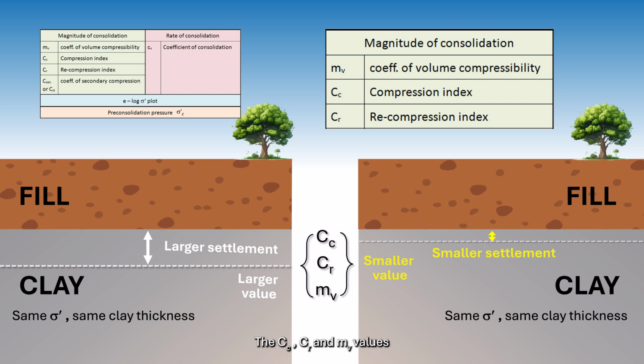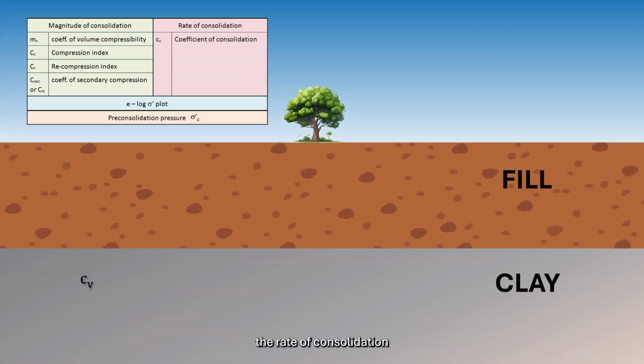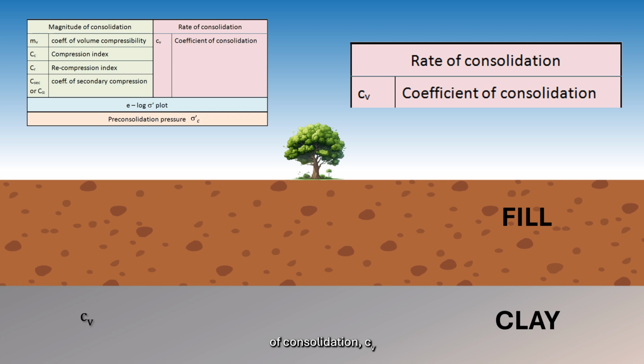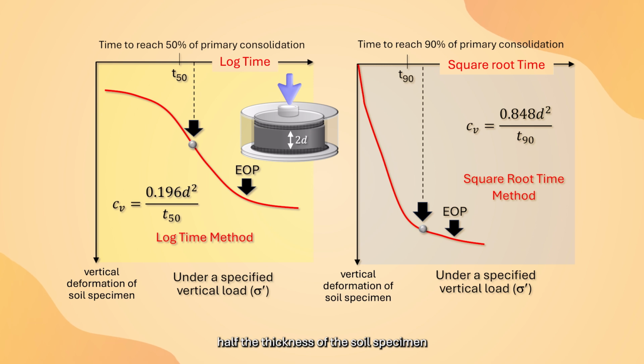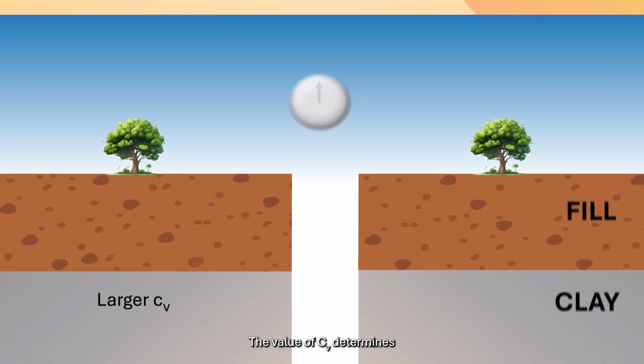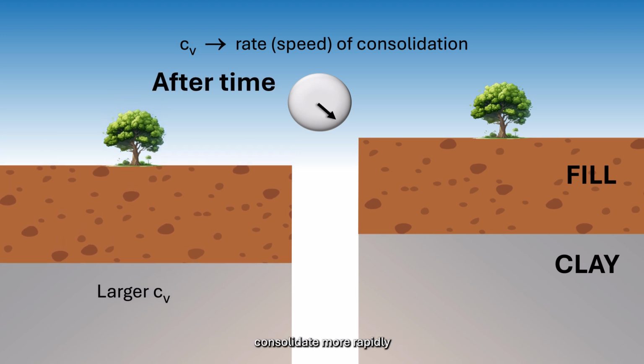The CC, CR, and MV determine the magnitude of primary consolidation settlements. A larger value means larger compressibility of the soils under equal soil thickness and equal additional applied loads. The parameter for calculating the rate of consolidation settlement is the coefficient of consolidation CV. CV can be estimated from the odometer test by using the log time method and the square root time method under each vertical stress. In both equations, D is 1/2 the thickness of the soil specimen in the odometer ring. The value of CV determines the speed at which consolidation occurs. Soils with a high CV value consolidate more rapidly compared to soils with low CV value.